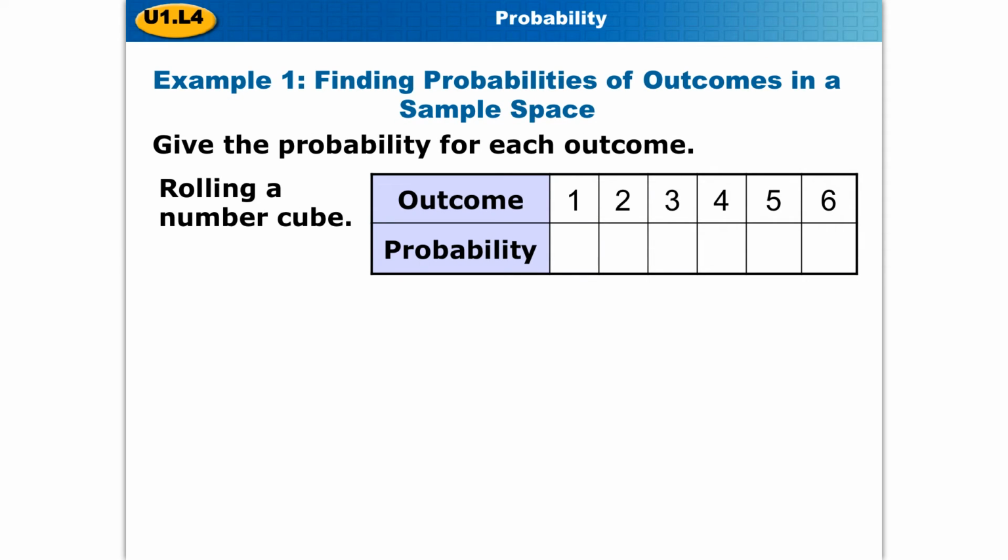A number cube or a die has 6 sides, so on a fair die each of these will have an equal probability, 1 out of 6. There are 6 possible outcomes, so 1 out of 6 for each of these. If you add up all of these, you're going to end up with 6 over 6, or 100%.